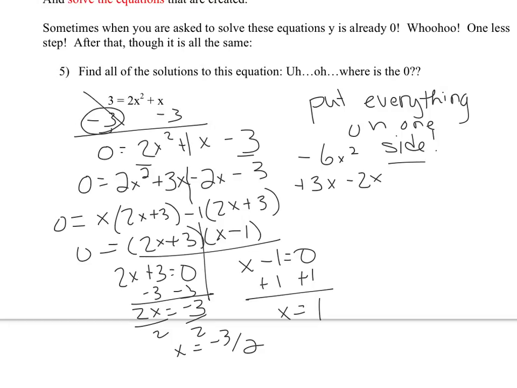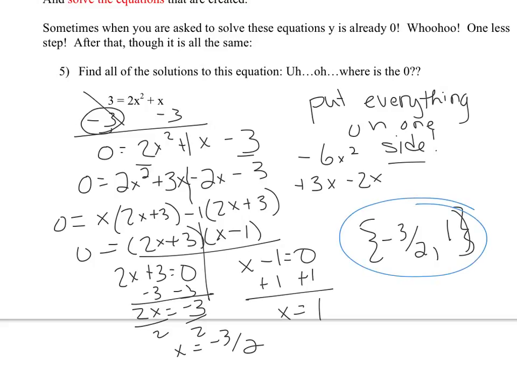So the solutions to this equation, that's my curly bracket, are -3/2 and a positive 1. Oh, curly bracket. That is the answer.